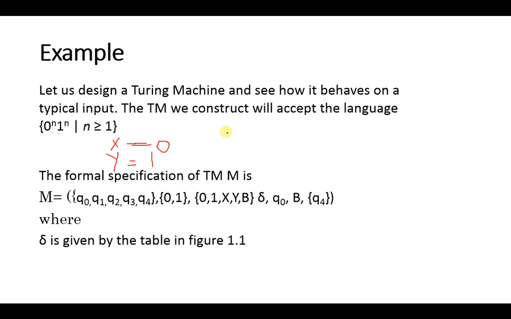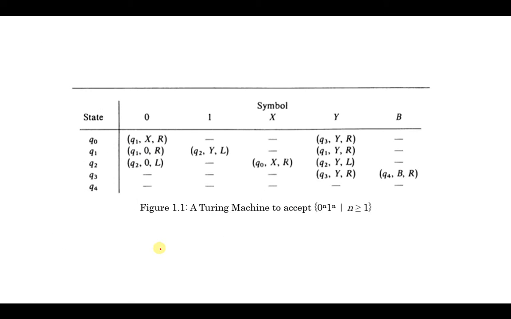However, if it finishes changing all the zeros and ones in the same round, it changes the last one to a y. Then it has found its input to be of the form 0^n 1^n, and accepts. The formal specification of the TM is M, the state symbols, the input symbols, the tape symbols, transition, start state, blank symbol, and the final state, where the transition is given by the table in figure 1.1.